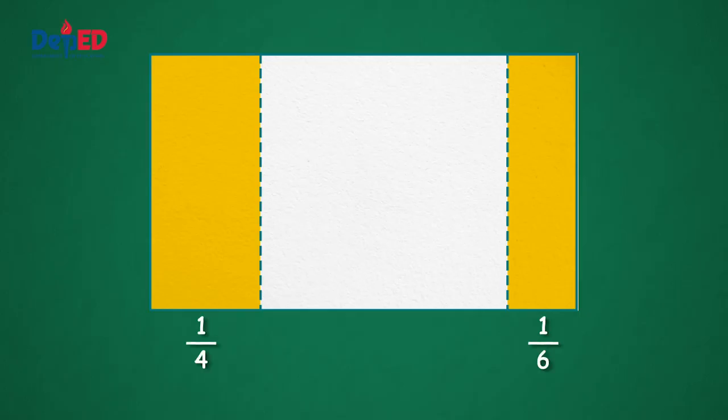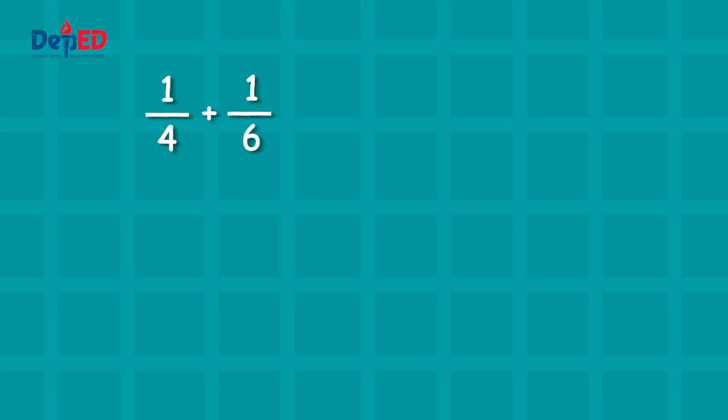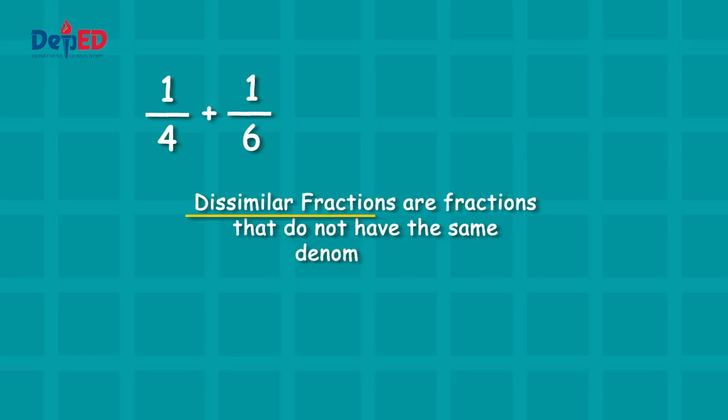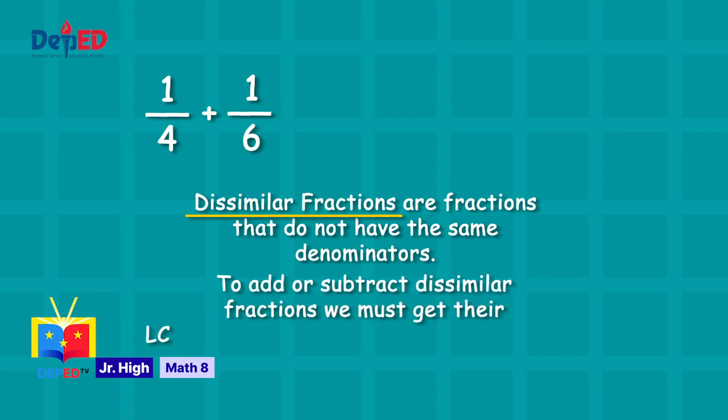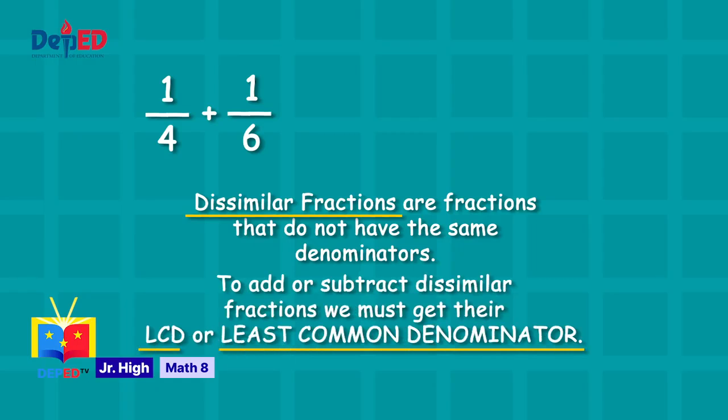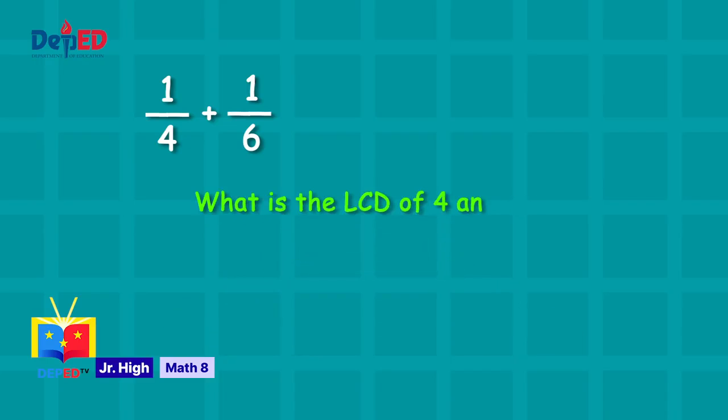To solve this, we will add the parts of the wall they painted. 1/4 plus 1/6. What do we call these fractions again? We are adding dissimilar fractions since they have different denominators. We can add these fractions by making them similar. Do you remember how? We can write them with similar denominators by getting their LCD or least common denominator. So, what is the least common denominator of 4 and 6?